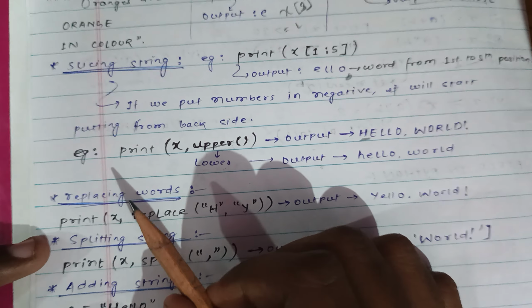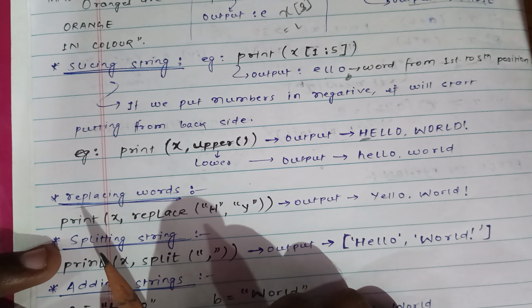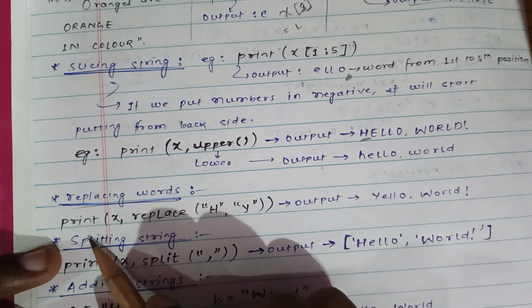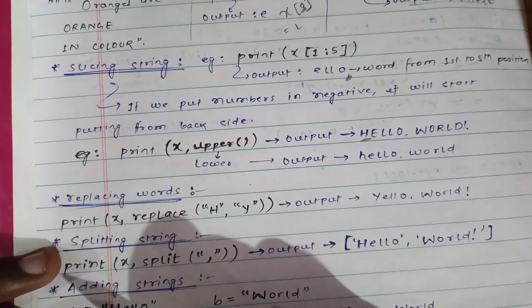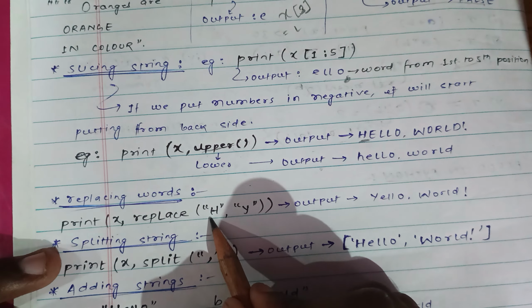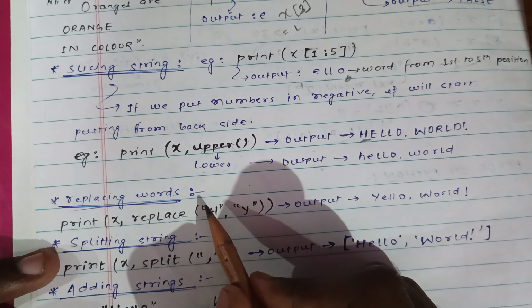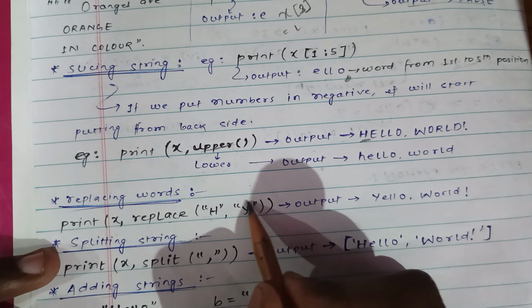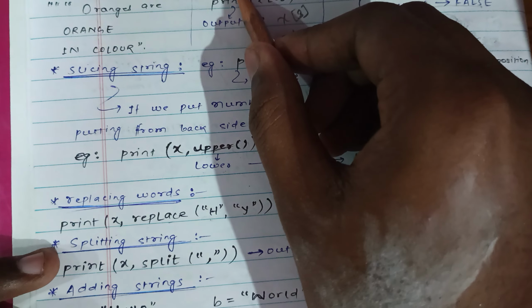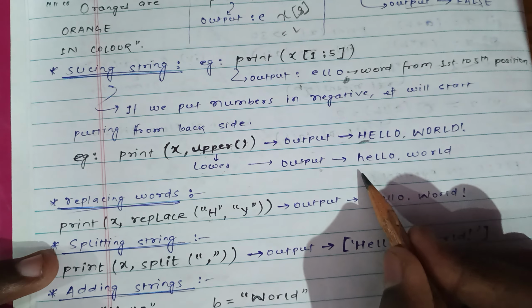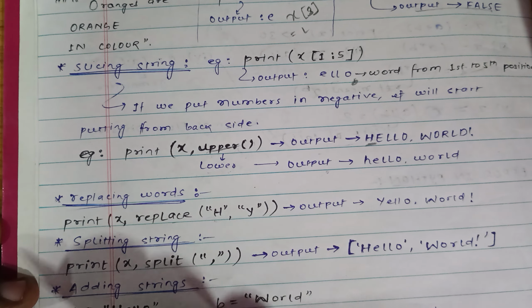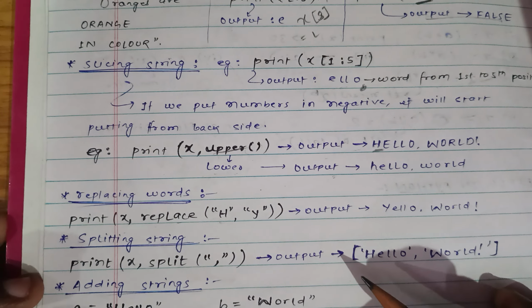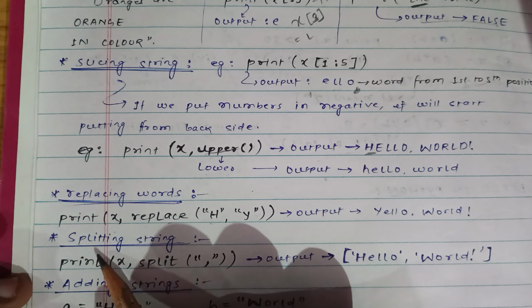Now the fifth point is replacing a word. So what are we doing? Print x.replace(h, y), the output will be yello world. So what we are doing is, all the h in the string will change to y. In case here only one h is there, it is hello world, so that will be changed to yello world. Okay, that's all.